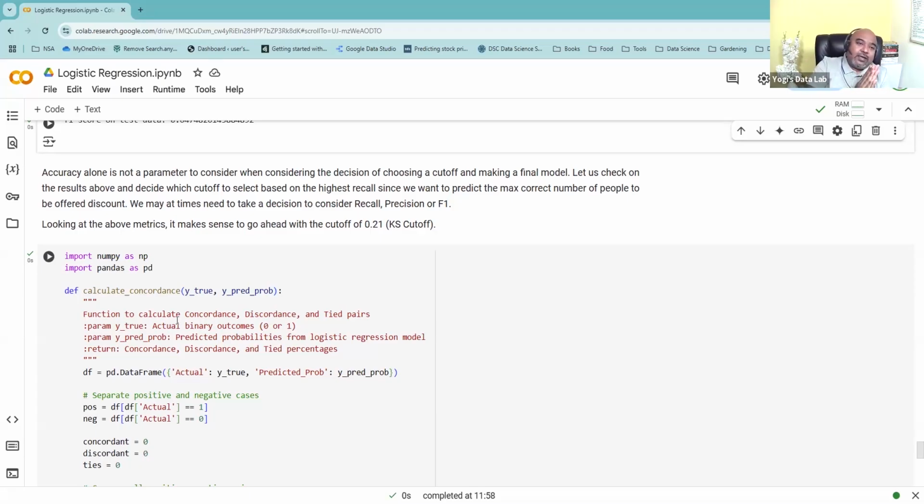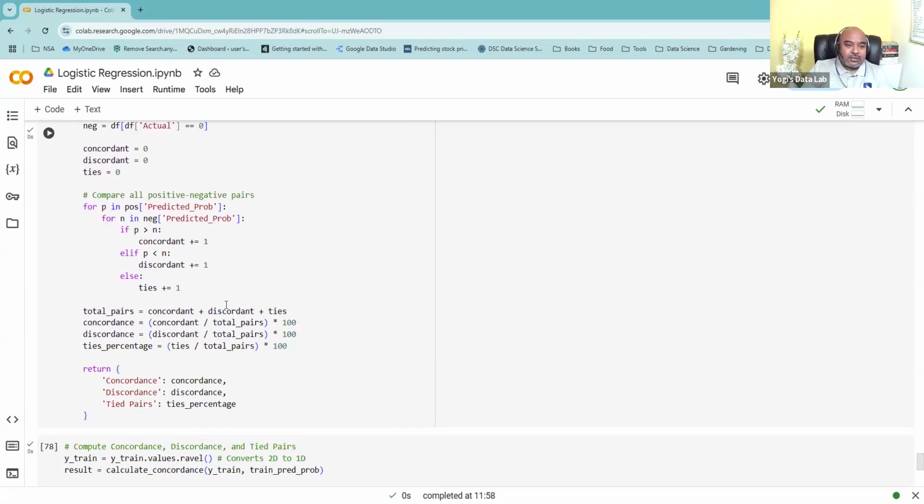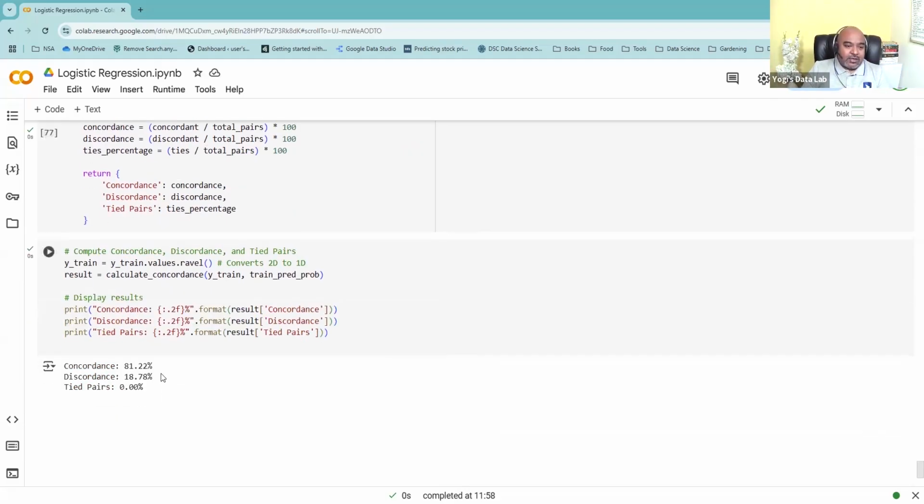The last concept that we covered was concordance. Now, for concordance, this is a function I've created. You can use this to calculate the concordance, where we said that each 0 will pair with a 1, and then it will compare whether the probability of 1 is greater than the probability of 0. So I am passing the values over here for my data set. And you see that it is showing the concordance percentage is 81.22. As I told in the theory part, we generally accept a model if the concordance is greater than 80%.